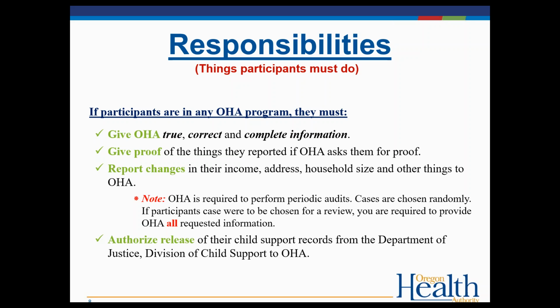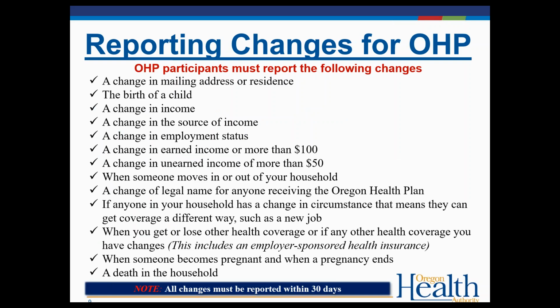I don't think I'm going to read all of these out, but we have a whole host of changes that must be reported when it comes to people's OHP. I think the big ones: any change in mailing address or residence, or if they have anyone joining the household. This could be the birth of a child, someone getting married, or someone joining a tax household that they previously were not a part of.